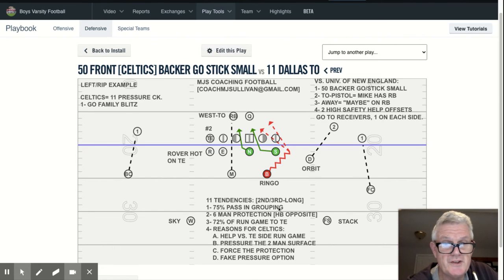Okay? So the reasons for the Celtics down here, the tendencies don't change from pressure check to pressure check, obviously. They're all the same. This helps us in the tight end side run game because the defensive line is moving to the tight end side. It also puts pressure on the two-man surface. So now let me talk about both the stick and the backer.